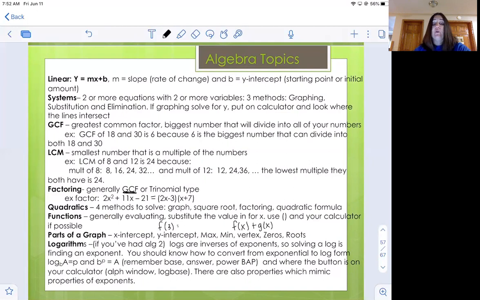Parts of a graph, knowing how to find an x-intercept, a y-intercept, the minimum, maximum, your vertex, zeros, roots. Really, you need to know that all of these things here at the end are exactly the same. Vertex, roots, and zeros mean exactly the same thing.